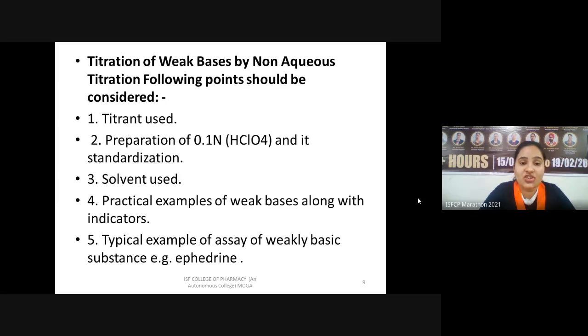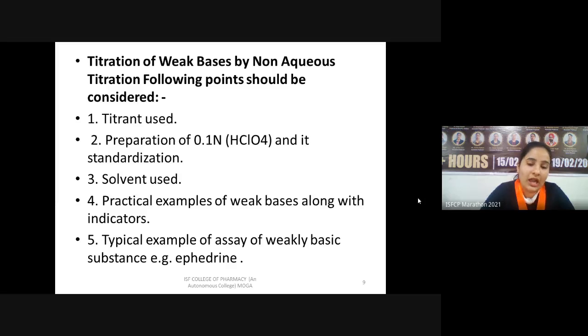It produces competing reactions which are undesirable, which may result in error, and hence the solvent which we must be using should be free from any moisture or water content. Fourth is the practical examples of weak bases along with the indicators. So we will also be considering the practical examples of the weak bases along with the indicators.